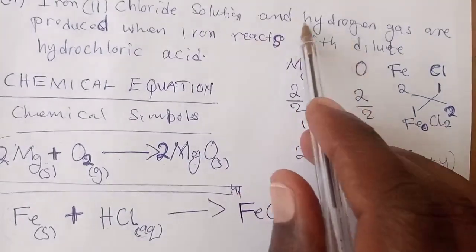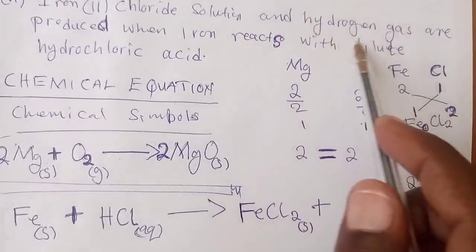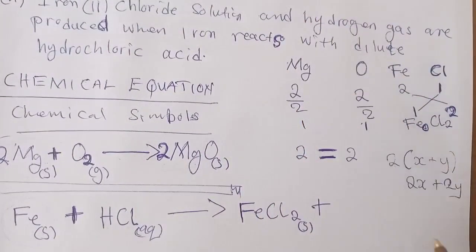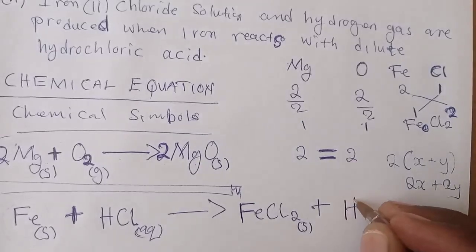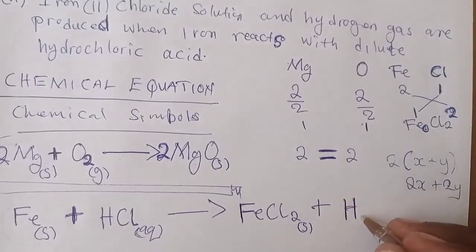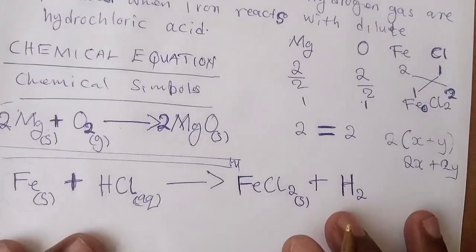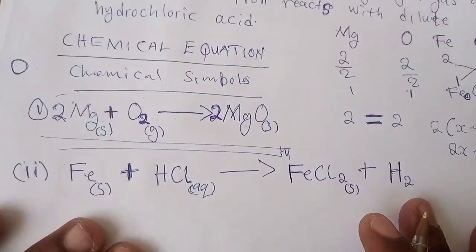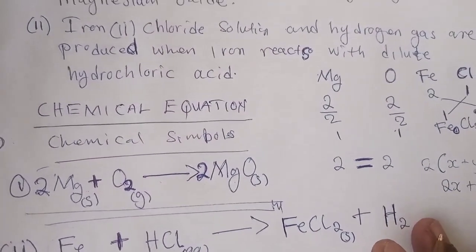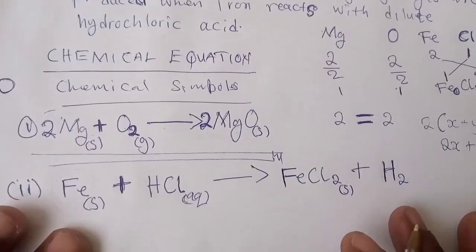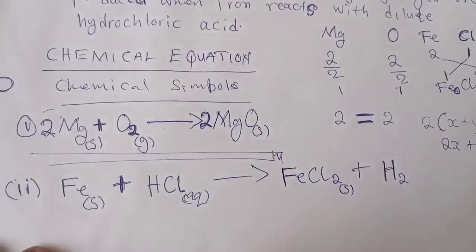And this is hydrogen gas. Hydrogen gas is a diatomic molecule. It doesn't exist on its own, so it exists as 2 elements like that. Now you need to know how to balance this equation.